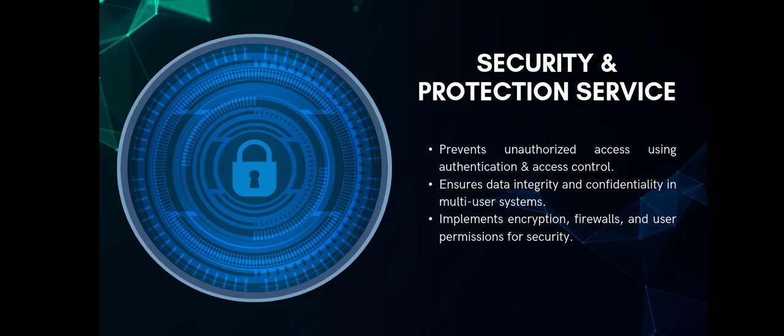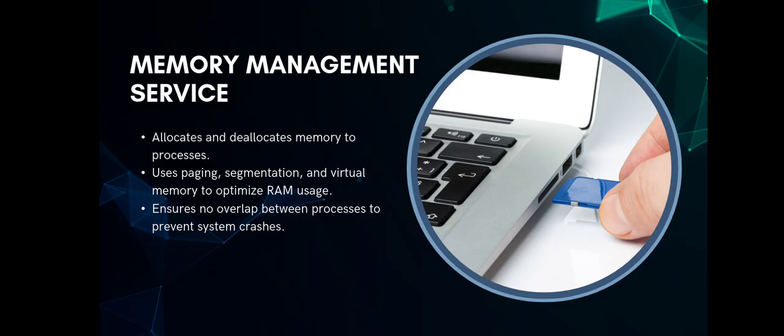Then, memory management service. Memory management ensures efficient use of RAM, random access memory. The operating system allocates and deallocates memory for programs dynamically. It uses paging and segmentation to manage memory efficiently. Segmentation helps manage memory effectively. Virtual memory allows the system to use hard disk space as temporary RAM when memory is full. This service prevents system crashes and ensures smooth execution of multiple applications.